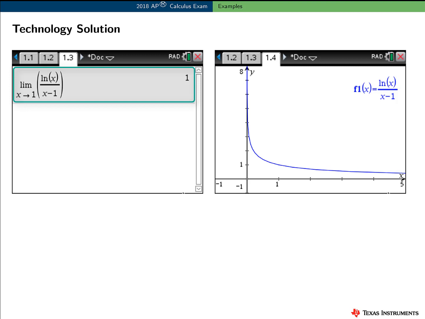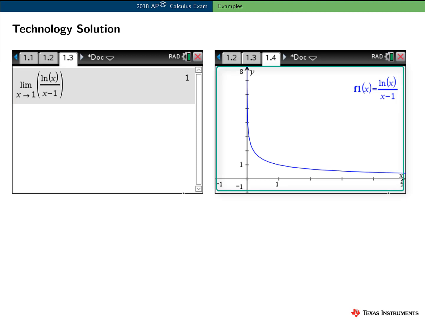Here's a technology solution for this example and some graphical confirmation. Using the TI-Nspire, I can evaluate this limit directly. One might say simply that the calculator knows how to use L'Hopital's rule, but clearly there's a built-in algorithm that checks conditions and correctly evaluates this limit. And here's a graph of this quotient near x equal 1. I can trace along this graph and confirm numerically that the quotient is approaching 1 as x gets closer and closer to 1.